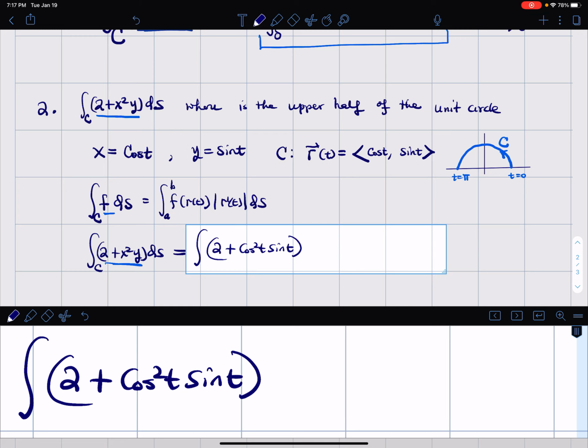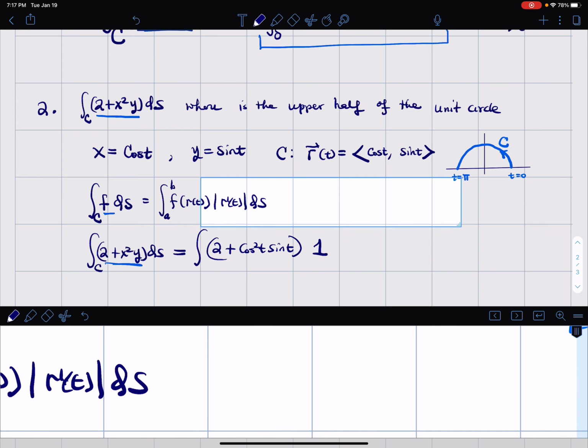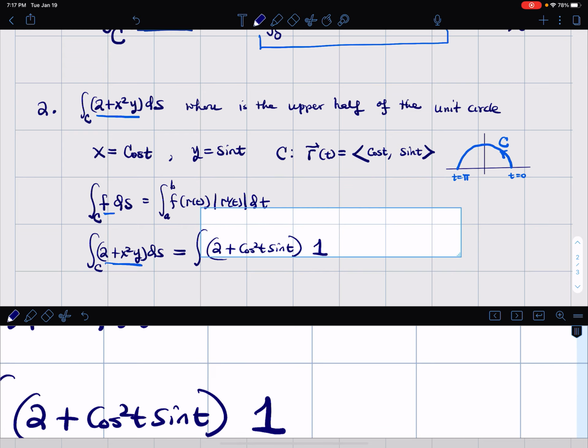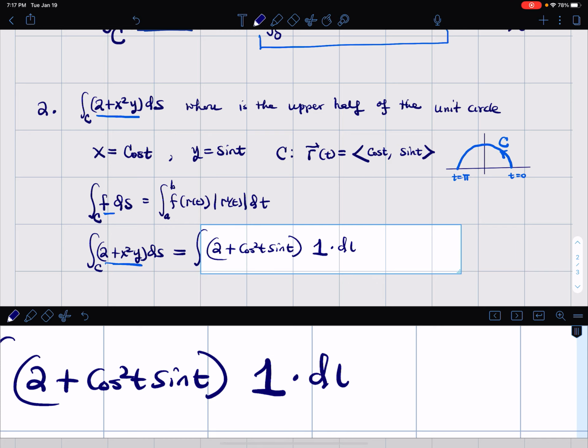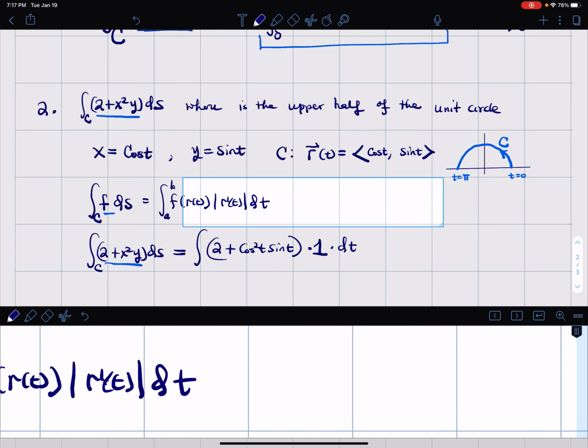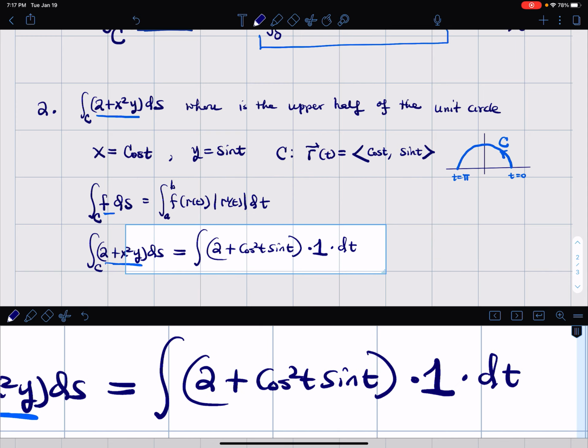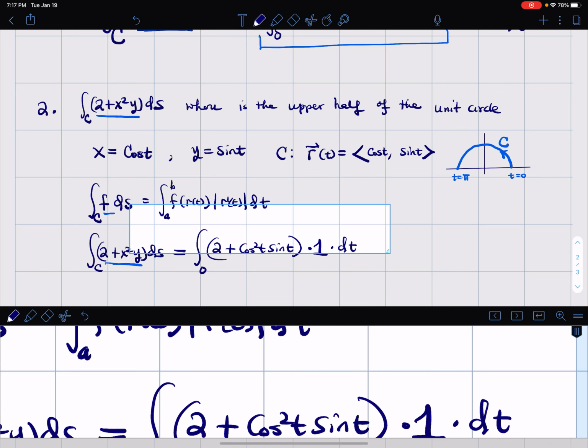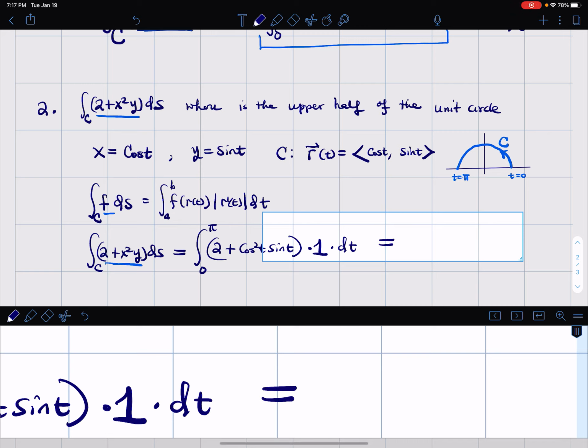Magnitude of r prime of t is 1. Sorry, this is supposed to be dt. So we have 1 and then we have dt. I will let you calculate that, r prime of t. This is an integral that goes from 0 to pi. I will let you figure this out, but I got 2 pi plus 3 plus 2 halves plus 2/3. That's what I got.